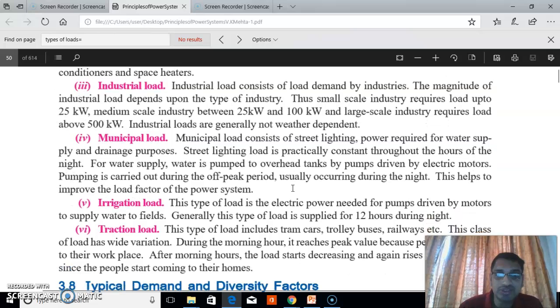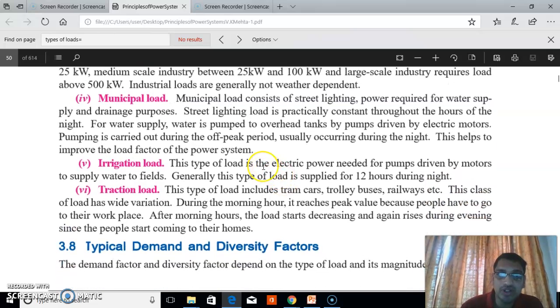The next one is irrigation load. Irrigation load is the load used for agriculture purposes. We use motors to supply water to paddy fields. Normally these motors are turned on during the off peak hour or during the night time, meaning 12 midnight to 4 a.m. So that is irrigation load.